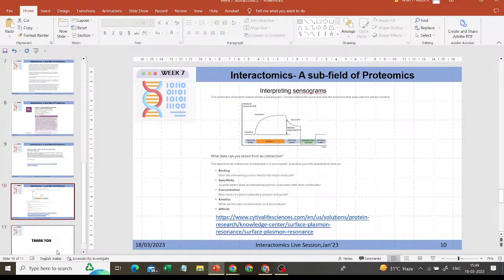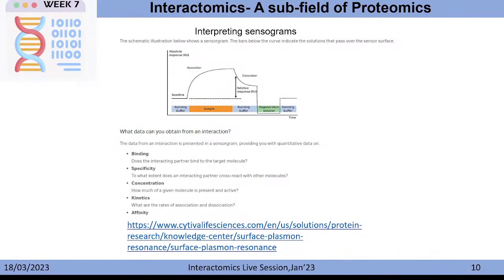Again, just to give a brief overview to help you analyze and understand how we will be interpreting these sensorgrams, you can see the baseline, the absolute response, the association, the steady state, and the dissociation. Which part will you look at for the dissociation, which part for the association, which part for the baseline, and where will you look for the on rate and the off rate? So you can understand here.